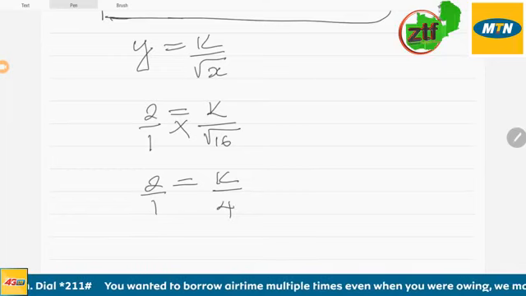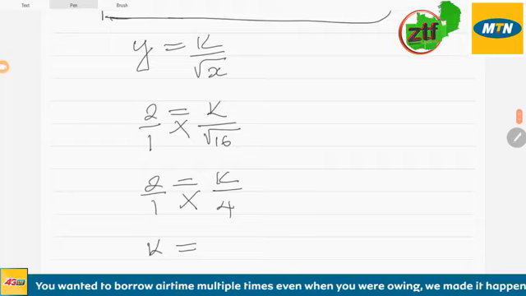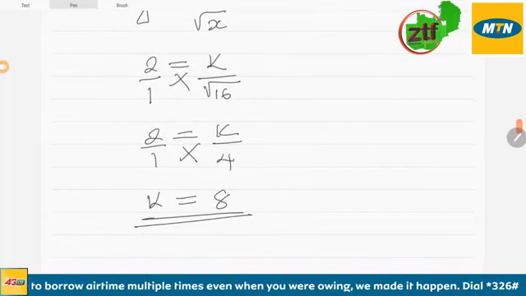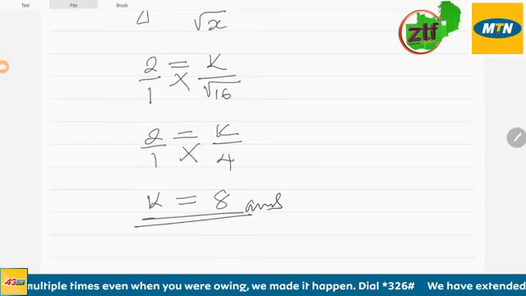And then when we cross multiply, k times 1, we have k equals 2 times 4, and we have our 8, which is the constant of proportionality of the inverse variation that we are talking about. And that is the value that we are asked to find.